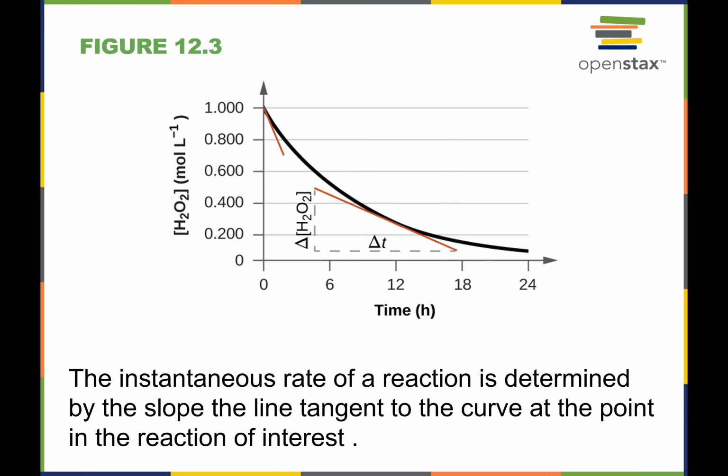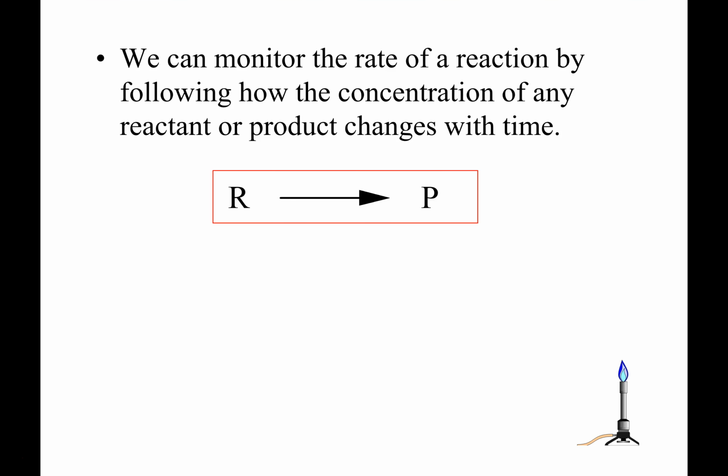So this is actually showing you the decomposition of H2O2, hydrogen peroxide. And we see a slope tangent to the line up here, a line tangent to the curve. That's right, the slope of that line would be the rate. You can see the rate slowing down here. So as reactions go on, as time increases, rate decreases. Inverse relationship.